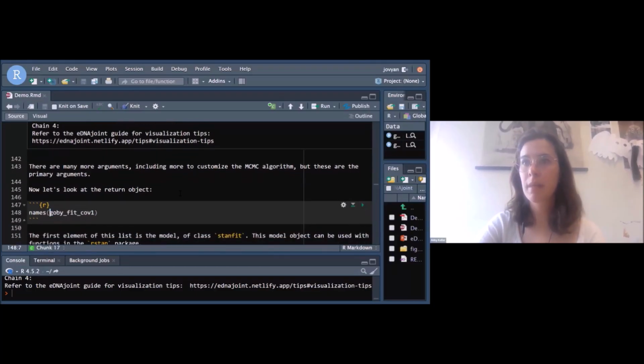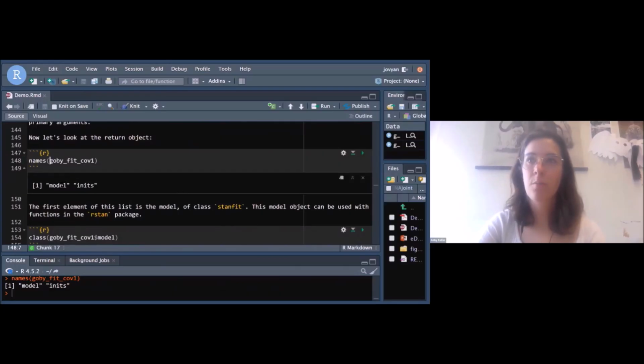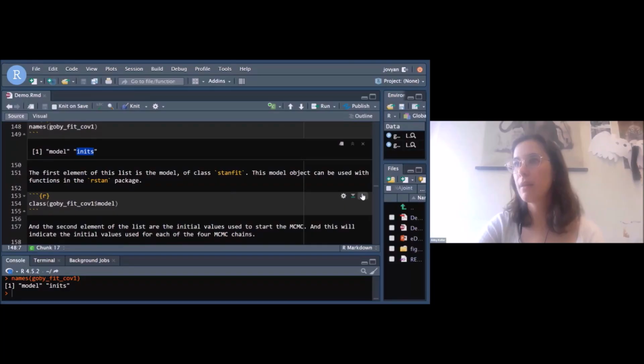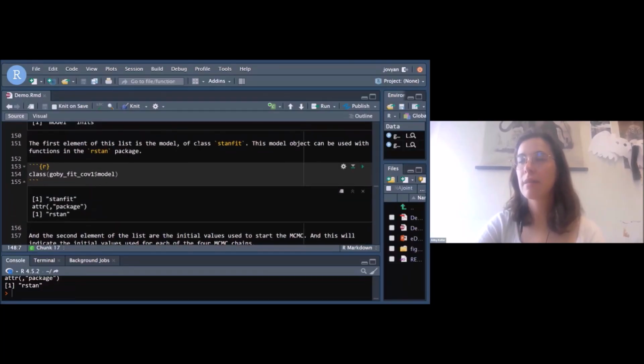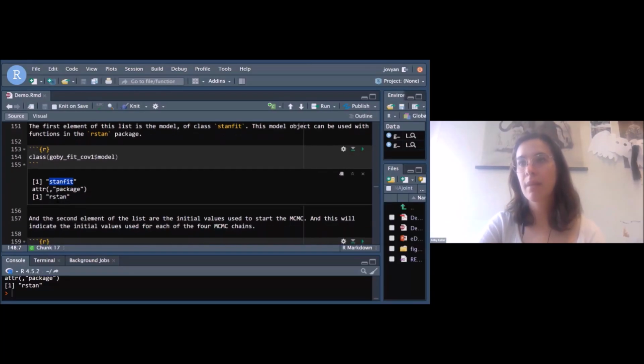So let's take a look at it. This contains two things. One of them is our model fit, and one of them is the initial values that were used to start the MCMC algorithm. Just looking at the first element of this list, this is our model fit, and it's of class stanfit. Again, this is really useful because we can now interpret this model fit with all of the functions in the rstan package.